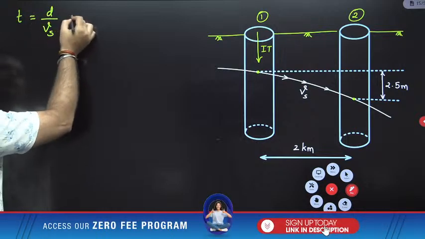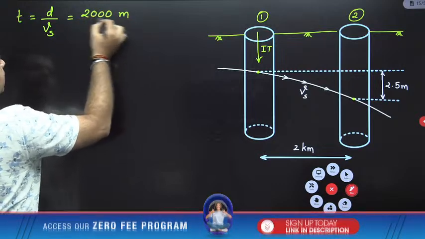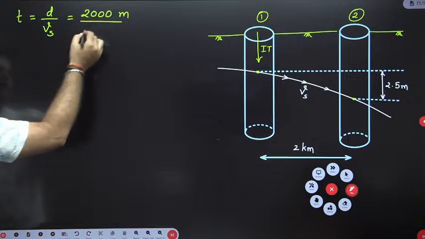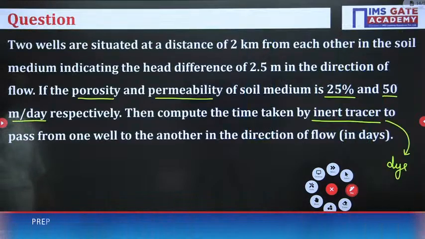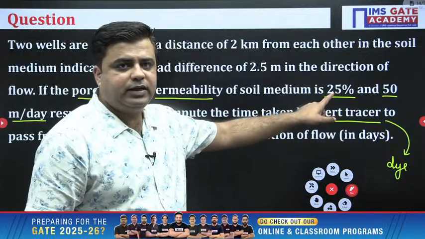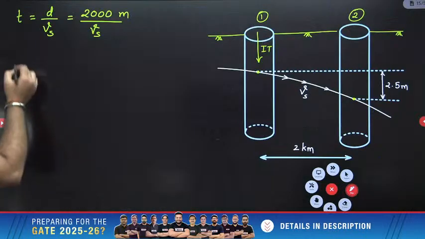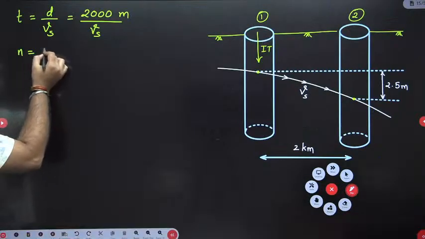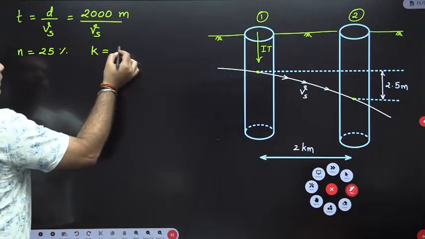Now distance is given to you as 2 kilometers. So I will keep this in meters divided by Vs. Now sir, how to calculate Vs? For calculating Vs, some data is given to you. Porosity is 25% and permeability is 50 meter per day, right?